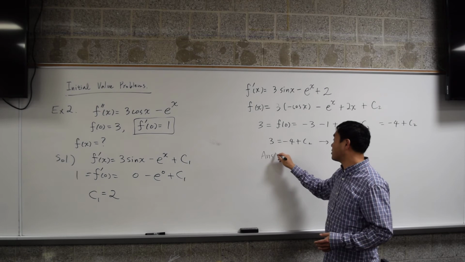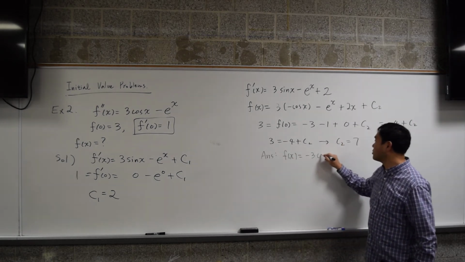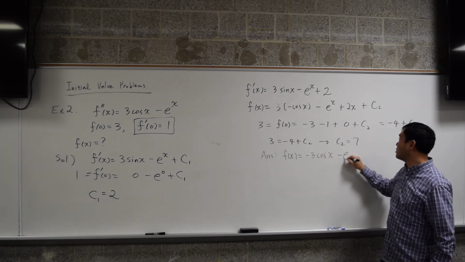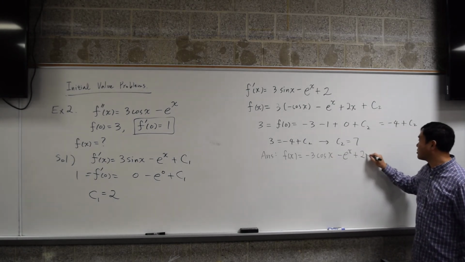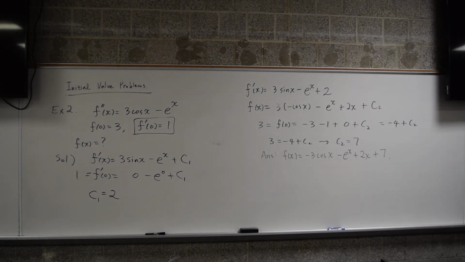So the final answer is f of x equals negative 3 cosine x minus e to the x plus 2x plus 7. Any questions?